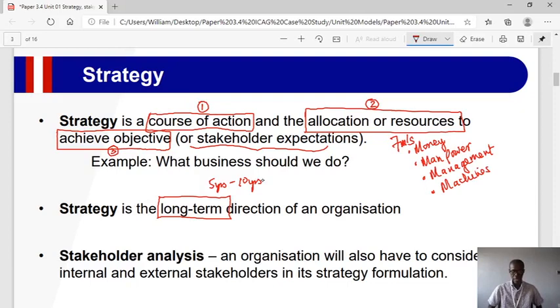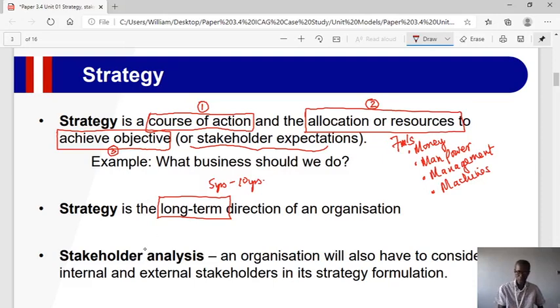Now, I just mentioned that whenever you are looking at strategy, you are looking to satisfy stakeholder expectations. So for a very good strategy and a workable strategy, you must also consider stakeholder analysis. And in stakeholder analysis, it means that you must consider how the strategy will affect individuals or groups, either directly or indirectly, and then vice versa.